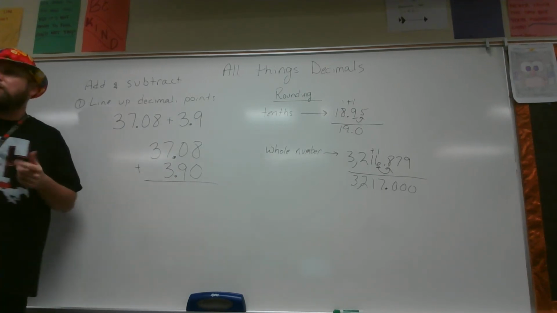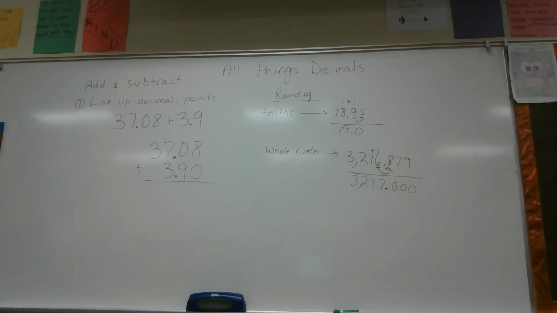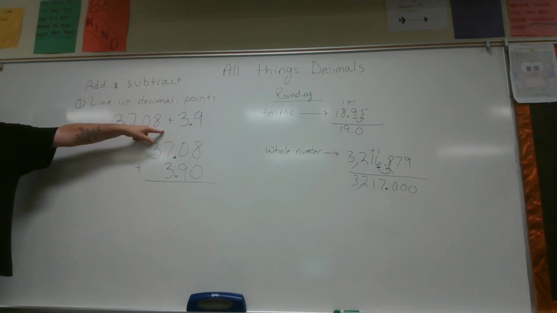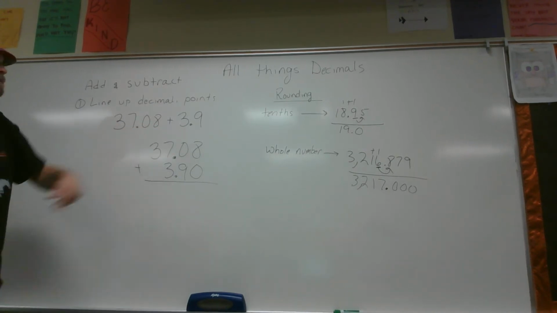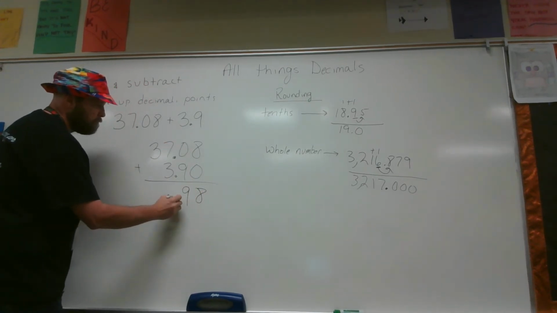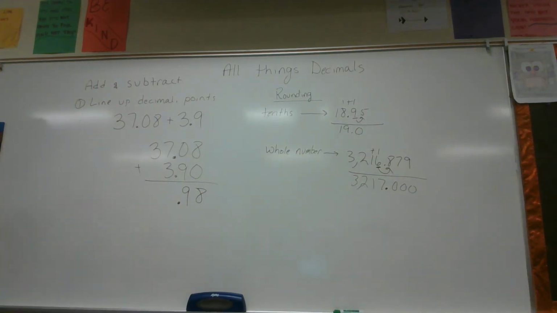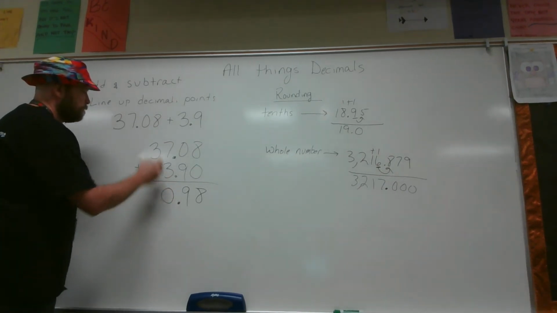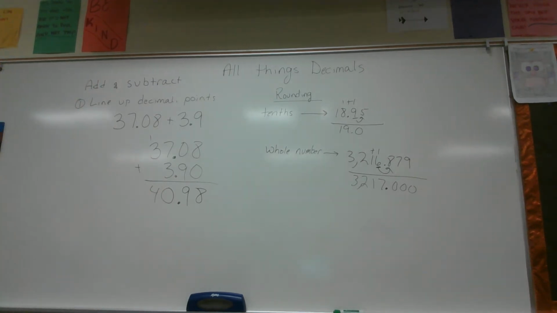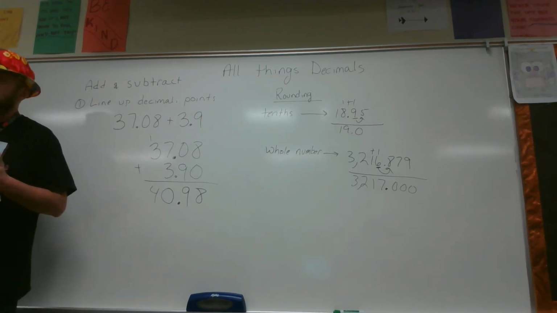Then it's just simple adding, which you learned when you were 4 months old. Because the sign here says add. So 8 plus 0 is 8, 0 plus 9 is 9. Decimal point comes straight down. 7 plus 3 is 10. 40 and 98 hundredths.